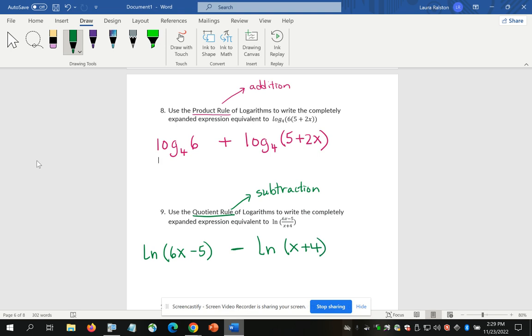Again, neither of those expressions can be expanded further because, as we just talked about, there is not a rule that allows you to expand a sum. Similarly, there's not one that allows you to expand a difference. So this would be your answer.